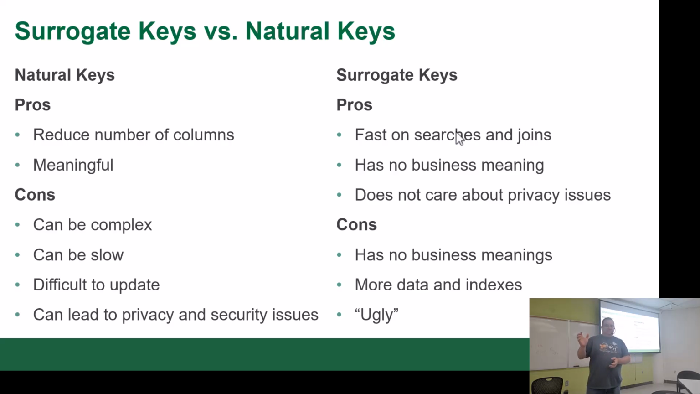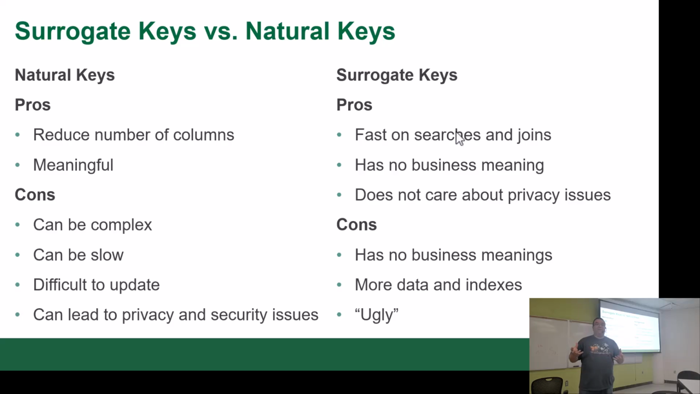And then this is the one I like to talk about. It leads to privacy and security issues. Let's say you're using your SIN number as your primary key, which, by the way, the CRA uses your SIN number as your primary key. I wonder why. Obviously, because you're only supposed to have one SIN number, and it's probably just you.